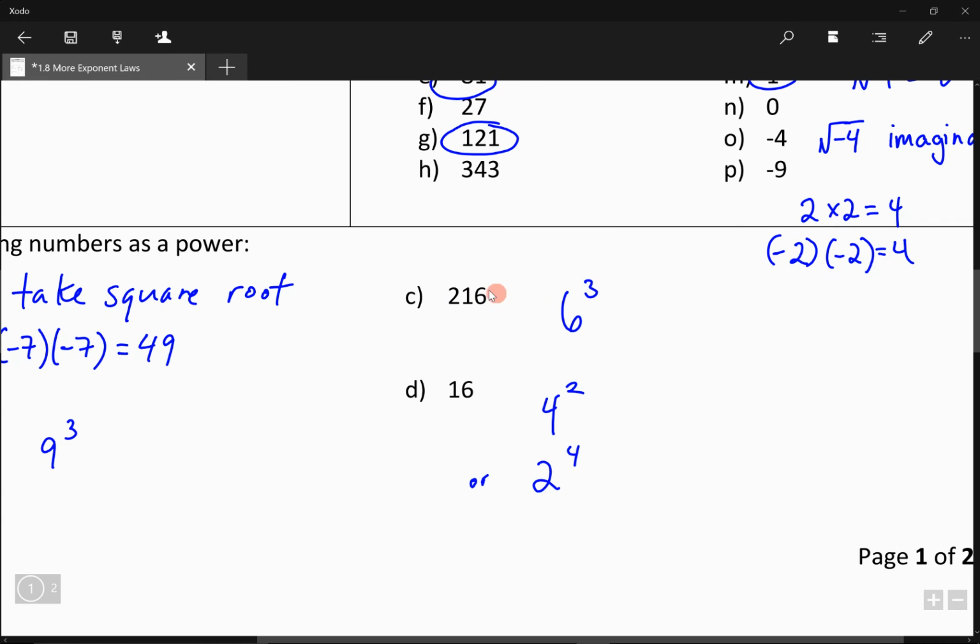216. How do I know that 6 works as my base? Well, if a number is to be divisible by 6, then the sum of the digits of 216 have to add up and be divisible by 3. And so 2 plus 1 plus 6 is equal to 9.